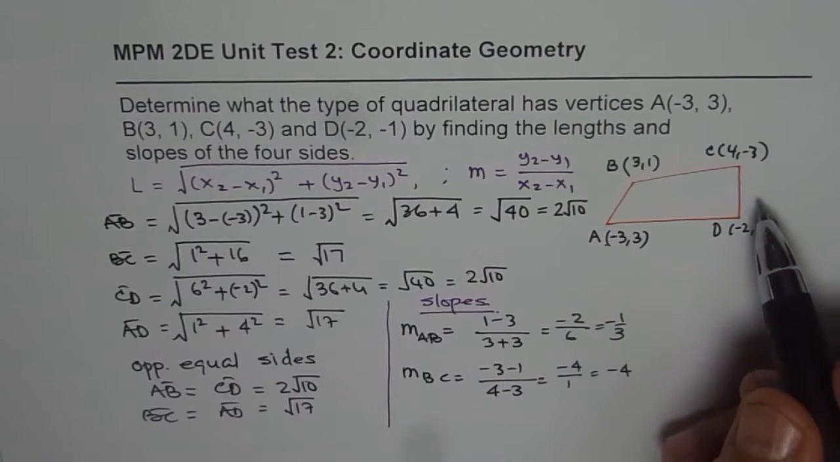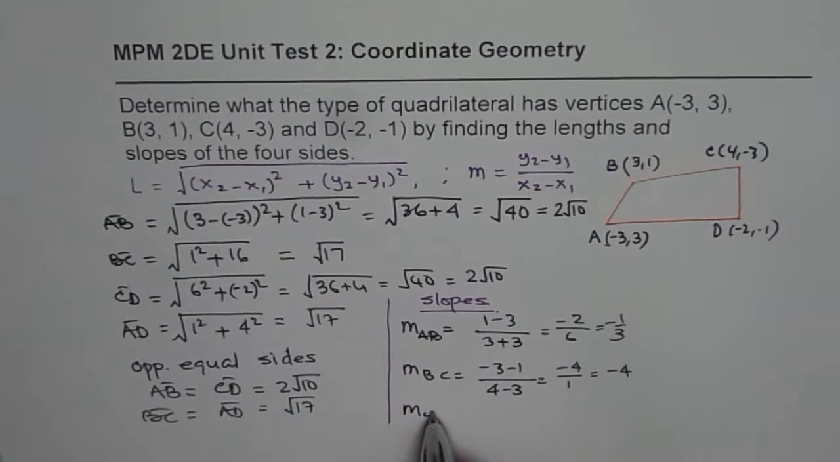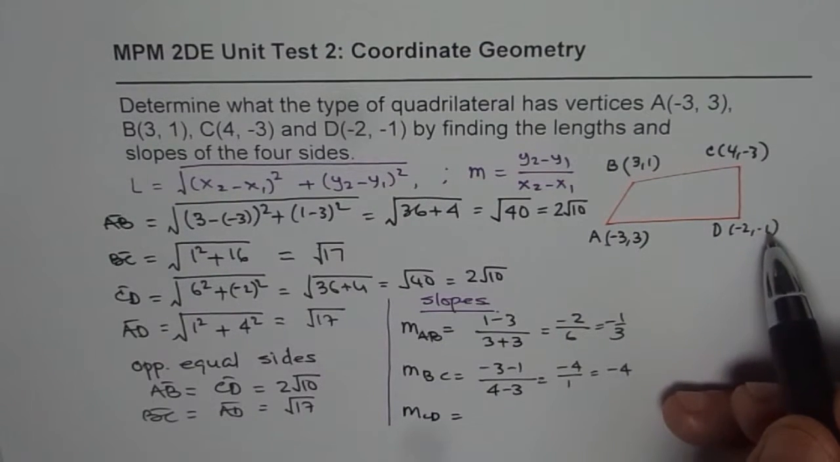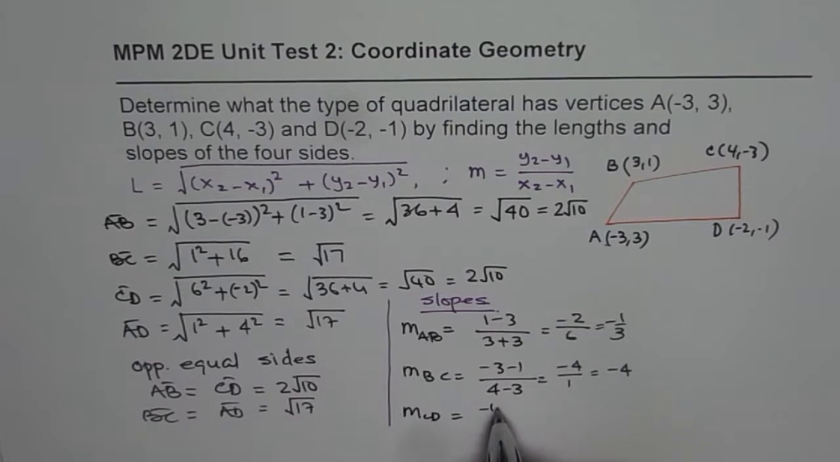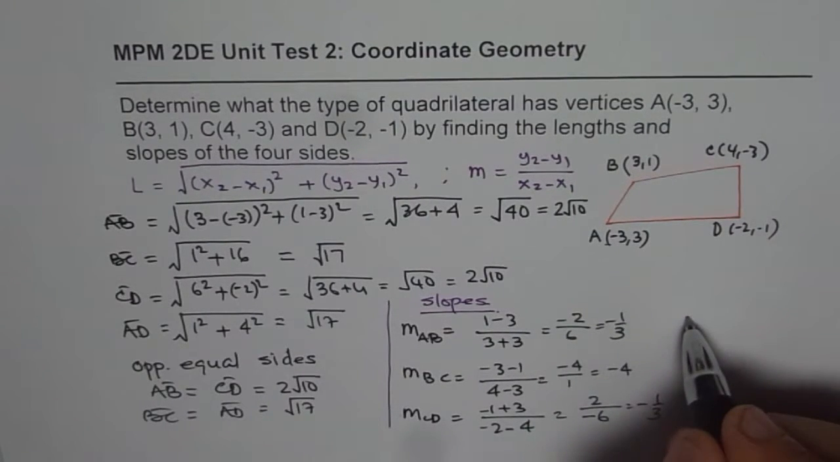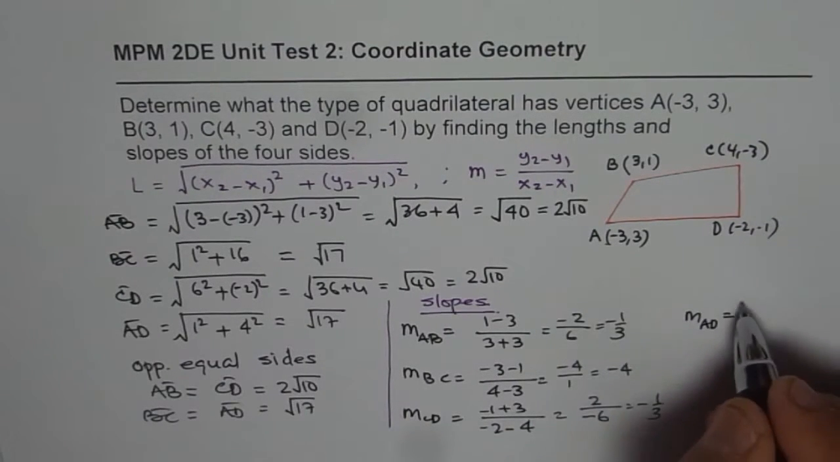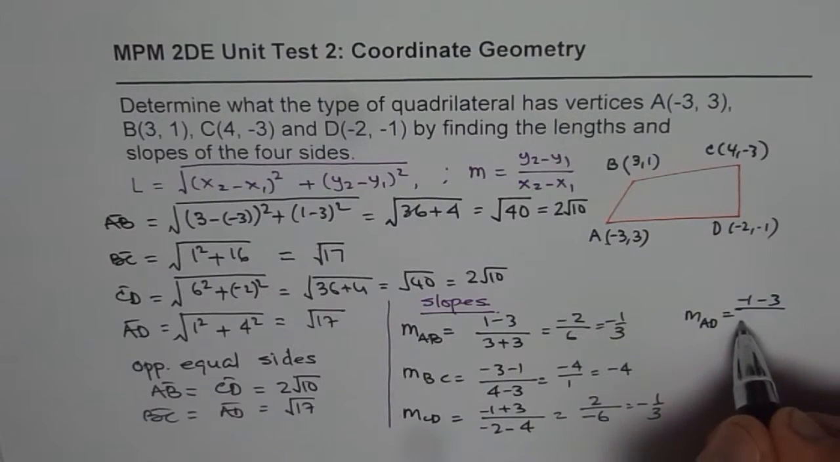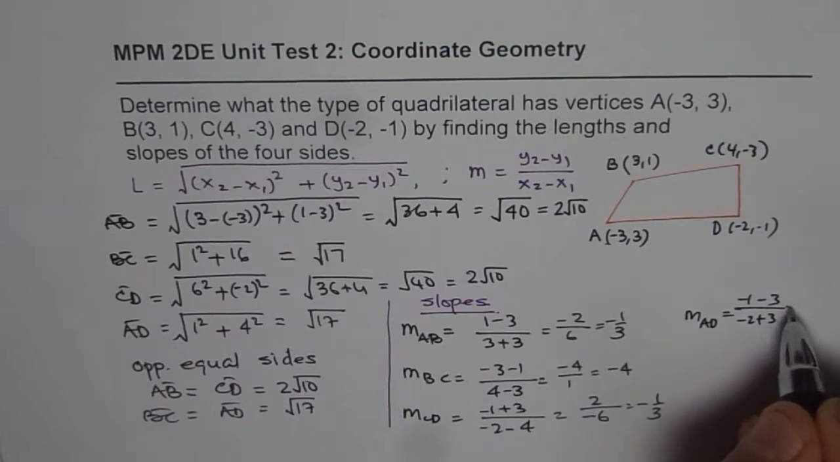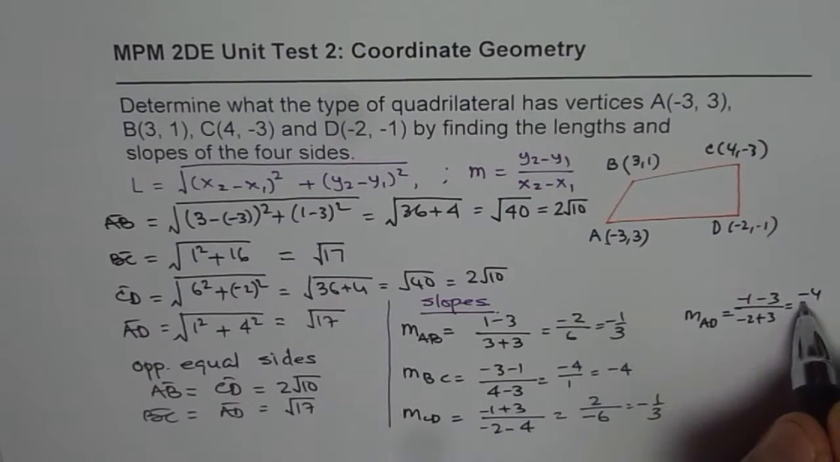And then we can check the slope for CD. CD is minus 1 minus of minus 3, that makes it plus 3, over minus 2 minus 4. So that is 2 over minus 6, that is minus 1 over 3, right? And now we can check the slope for AD. Slope of AD is equal to, A to D, minus 1 minus 3 over minus 2 minus minus 3, minus becomes plus. So that is minus 4 over 1, which is minus 4.